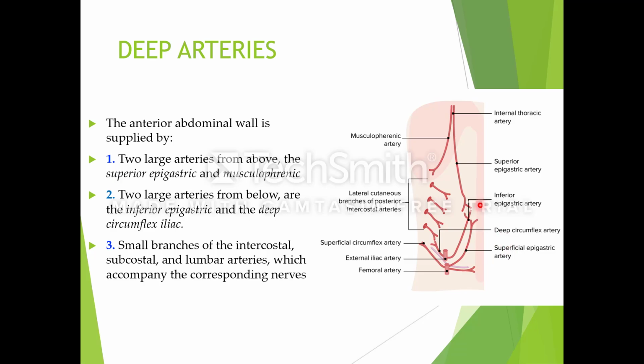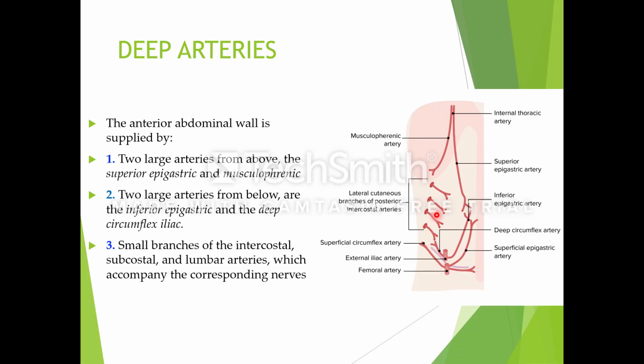Now we will discuss the arteries. There are two large arteries from above, that is the superior epigastric artery and the musculophrenic artery. See here, these are the branches of the internal thoracic artery. This is the internal thoracic. It is giving the superior epigastric and musculophrenic. There are two large arteries from below. One is the inferior epigastric. See here, this is the inferior epigastric, and there is the deep circumflex iliac vessel. This is the deep circumflex iliac vessel. So they are coming from the external iliac artery.